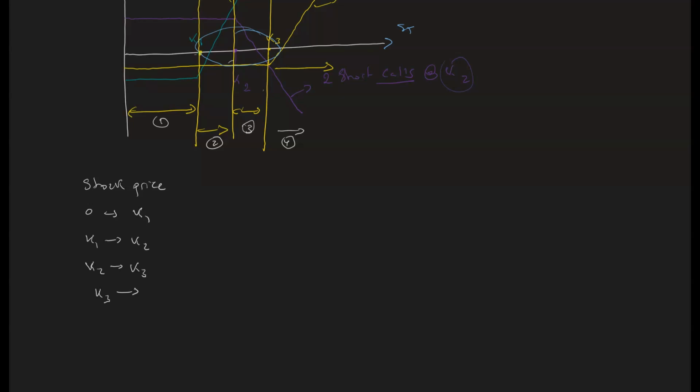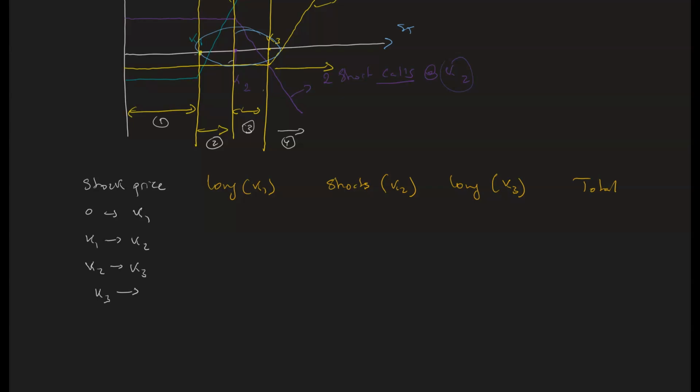So what we're going to do is say the first long at K1, and then the short positions at K2, and then we have another long position at K3. And finally, we have a total. And so that's what we want to do.